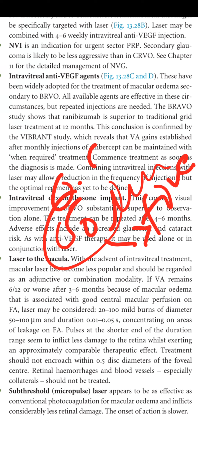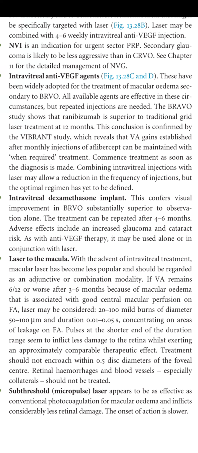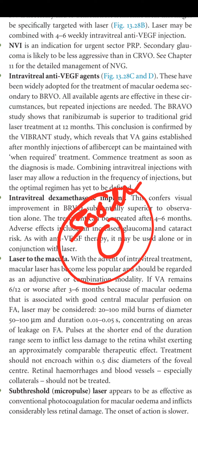Pulses at a shorter end of the duration range seem to inflict less damage to the retina while exerting an approximately comparable therapeutic effect. Treatment should not encroach within 0.5 disc diameter of the foveal center. So one should not treat within almost 500 micrometer of the center of the fovea. Retinal hemorrhages and collaterals should not be treated with photocoagulation.